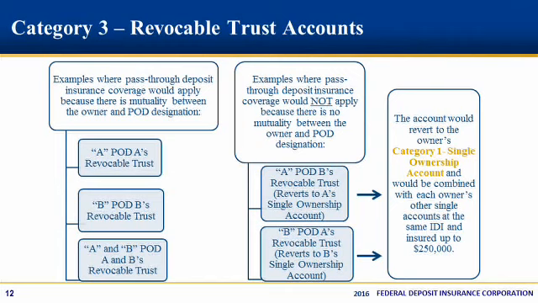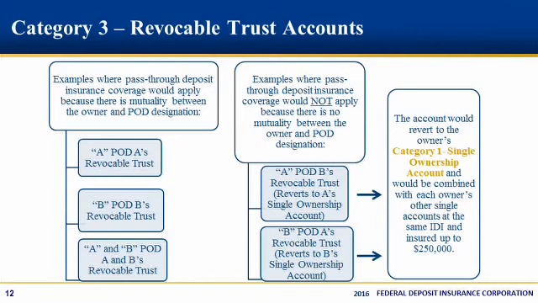As an example, shown on this slide, you see that A opened an account payable in death to another person's trust, such as B's trust, with the designation in the bank records, A payable in death to B's trust. The result would be an invalid designation, and the deposit insurance coverage would be based on A's Category 1 single ownership accounts, not the revocable trust category.